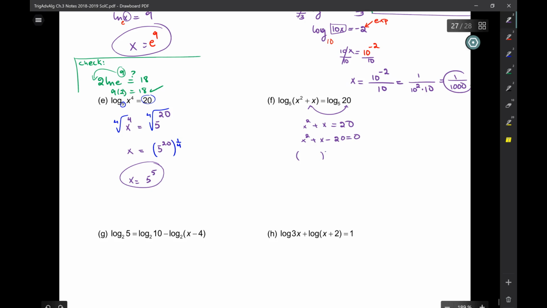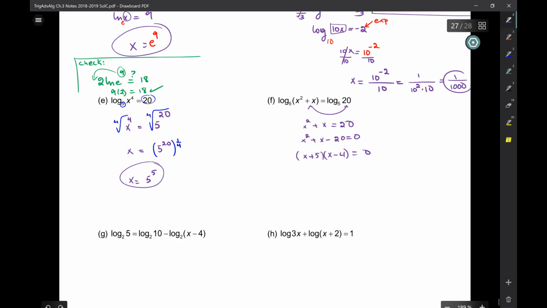Now I can factor it: x minus 5 is (x plus 5)(x minus 4). Plus 5 and minus 4? No, because there's a 1 from the x and it has to add up to 1. And it has to multiply to negative 20. You need two numbers that multiply to negative 20 and add to 1. That's 5 and negative 4.